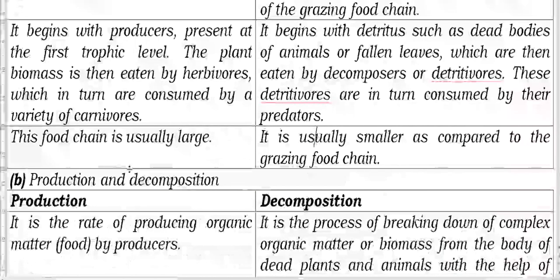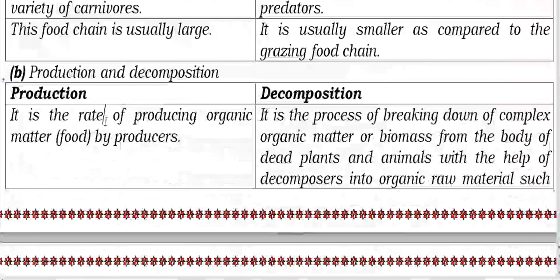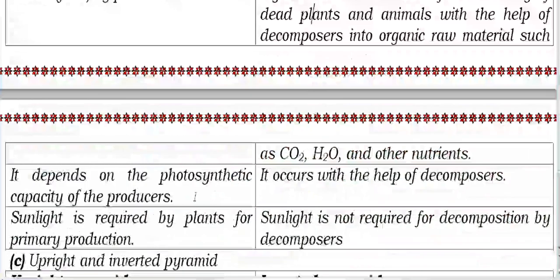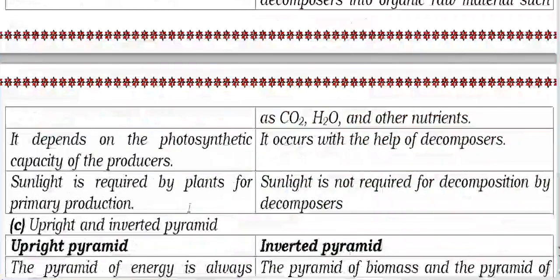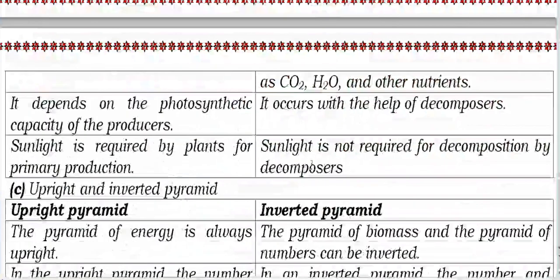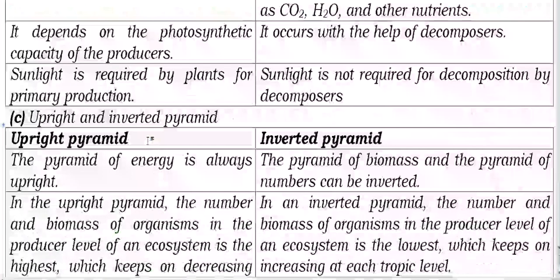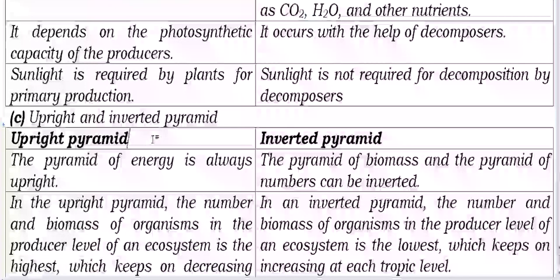Here, the difference between production and decomposition. Production is the amount produced, and decomposition is the breakdown of complex into simple. Production depends upon the photosynthetic capacity, decomposition depends upon the decomposers. Sunlight is required for the process of photosynthesis. In decomposers, light is not needed. An upright pyramid is the normal pyramid in which the number decreases from bottom to top. Inverted is the opposite of the upright. Here the number increases from bottom to top.